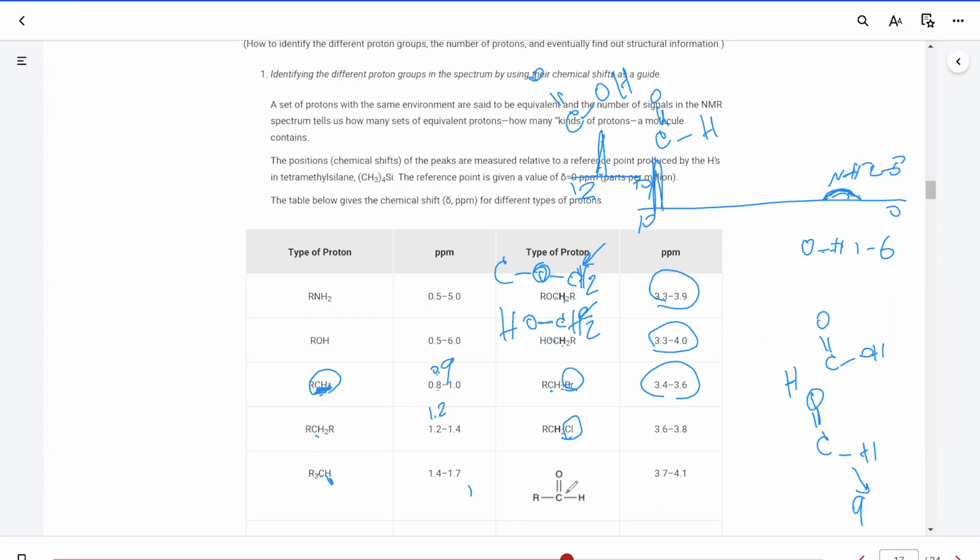Then we have this one for the aldehyde, which is going to be around 9. But if you have a CH2 or CH3 next to the aldehyde, that is going to show a signal around 2.5 or 2.1.